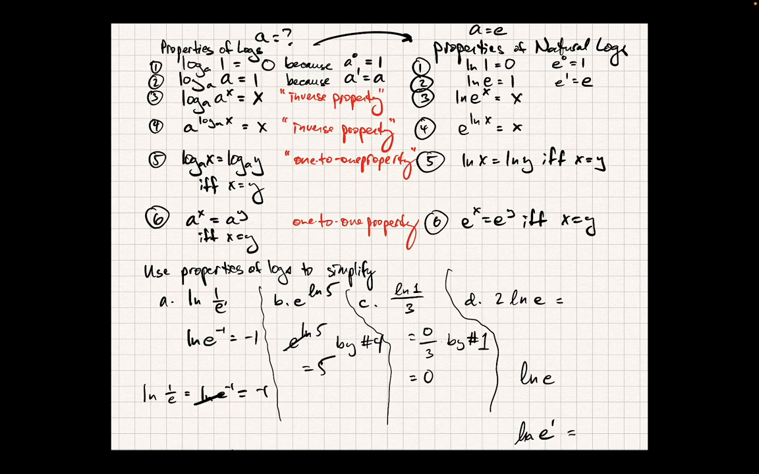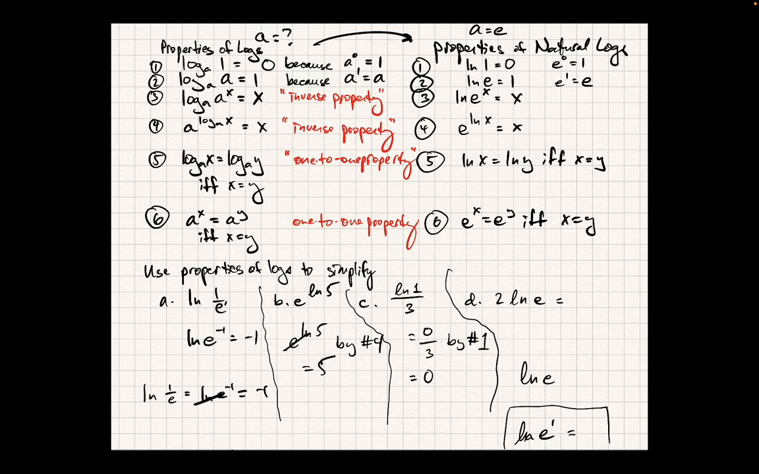So what are we going to cancel? You see how here we had e to the natural log of 5, and we canceled it, leaving 5. Do we get rid of e to the 1? No, we get rid of the natural log of e to the.